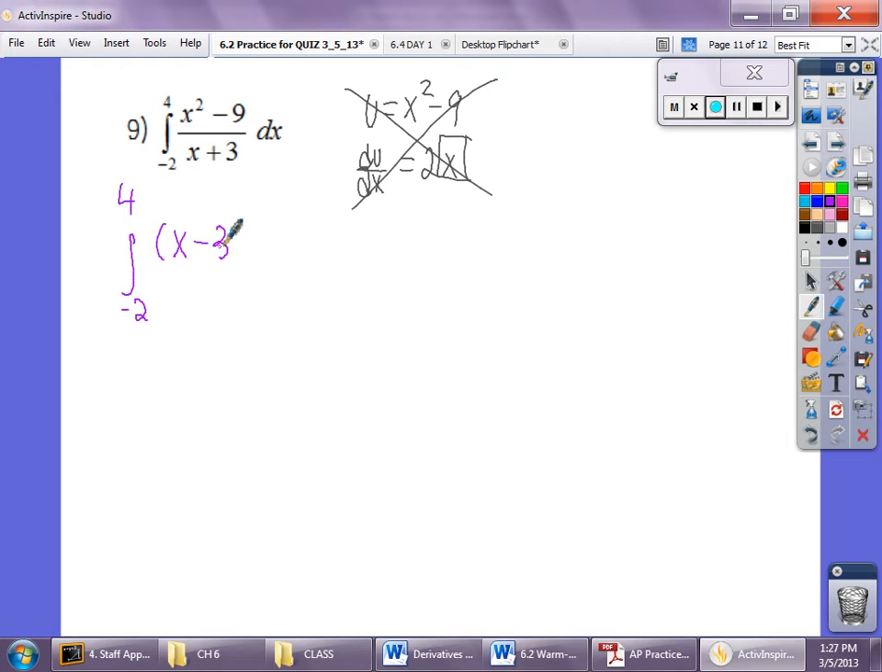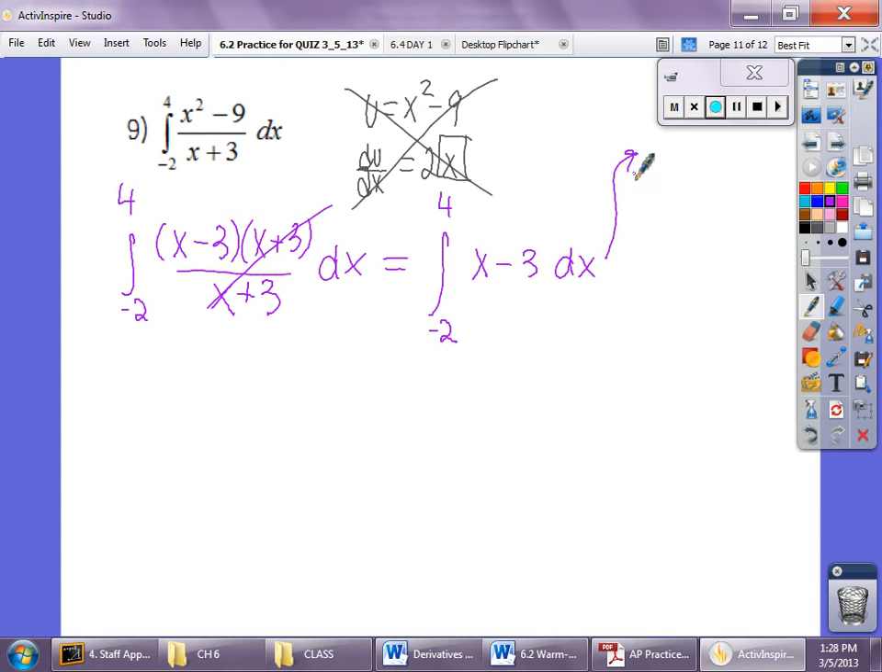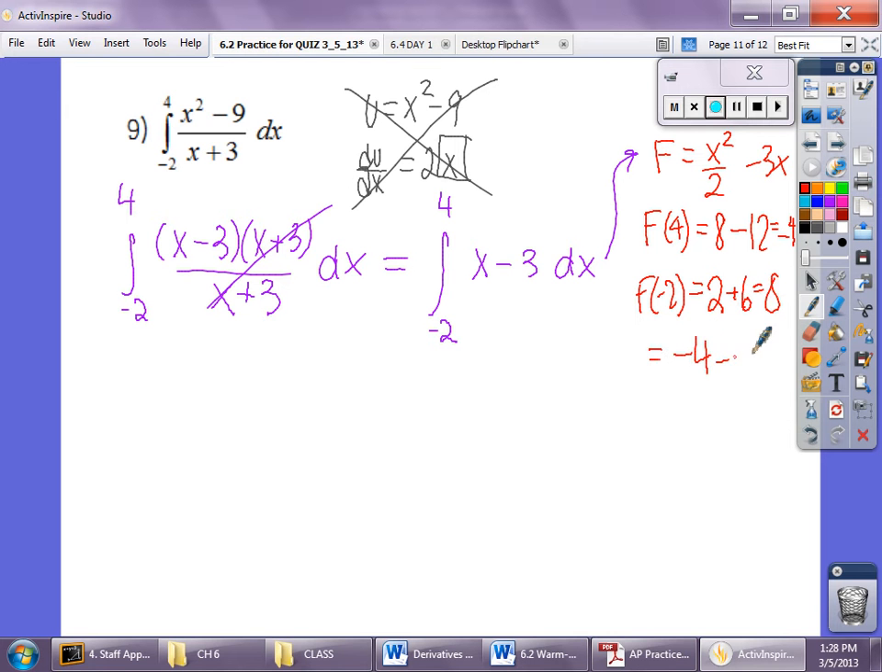You'll notice that my simplifying is my next thing that I do, and we do get this simplifying pretty nicely. My antiderivative, x squared over 2 minus 3x, f of 4 is 4 squared 16, divided by 2 is 8, minus 12 is negative 4, f of negative 2 is 4 over 2 is 2, negative 2 is 6, 8, and therefore negative 4 minus the 8 equals negative 12.